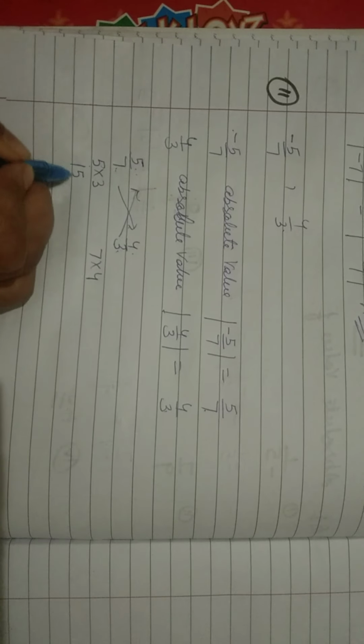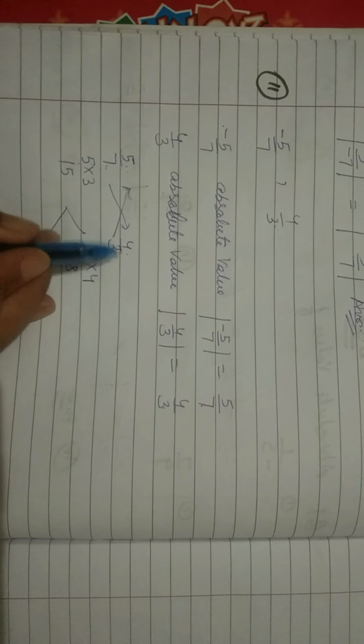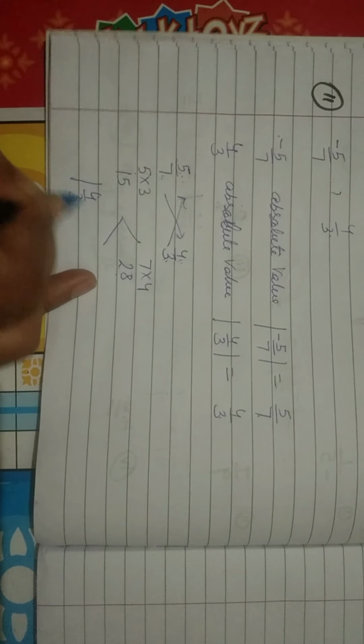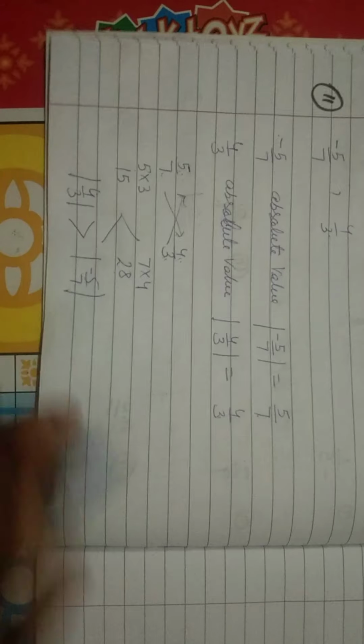5 3s are 15, 7 4s are 28. Which number is greater? 28. That means 4 upon 3. The absolute value of 4 upon 3 is greater than 5 upon 7. So how are we going to write our answer? 4 upon 3 is greater than minus 5 upon 7.